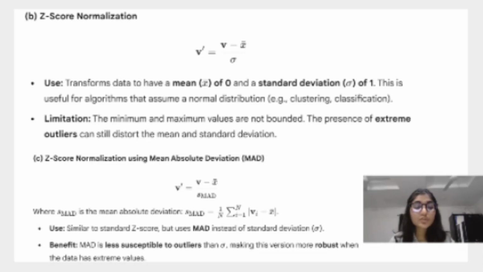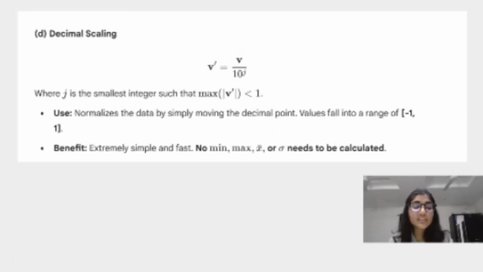Then it is similar to standard z-score but uses MAD instead of standard deviation. Its benefits include that MAD is less susceptible to outliers than sigma, making this version more robust when the data has extreme values. The D is decimal scaling.